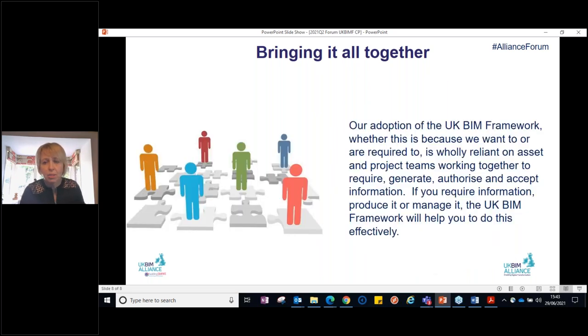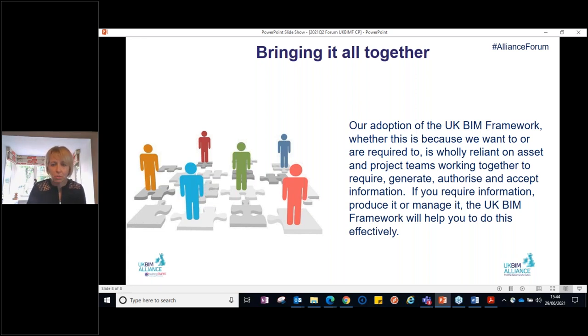So just bringing it all together, I think our adoption of the UK BIM framework, whether that's because we want to, because we see that it's really going to help improve our business outcomes, or because we're required to, for example, if it's referenced in bid documentation, is wholly reliant on teams, both asset teams and project teams, working together. And that's to require the information, going back to the image Anne put up right at the very beginning, the very simple image around you require information, you plan it, you generate it, you authorize it, you accept it, you learn from it. So if you require information, if you produce it or you manage it, and I think that will hit upon everybody that's listening in today, then the UK BIM framework will help you to do this really effectively.